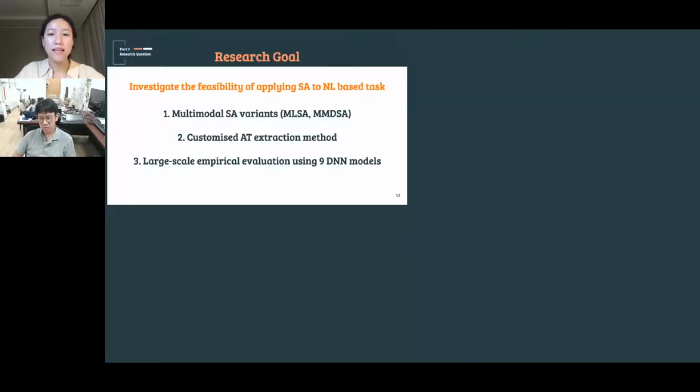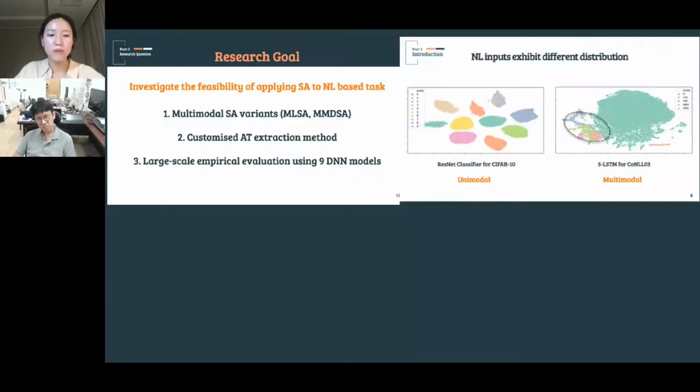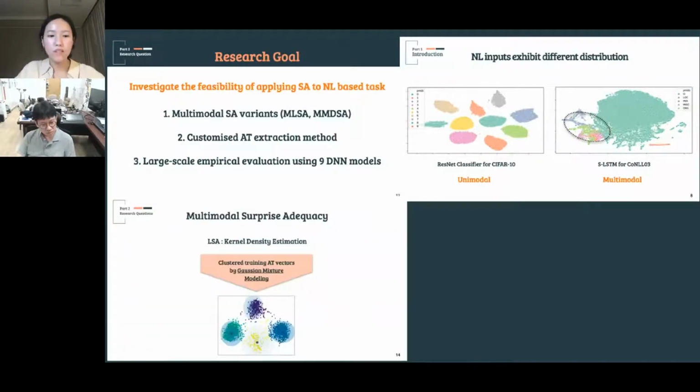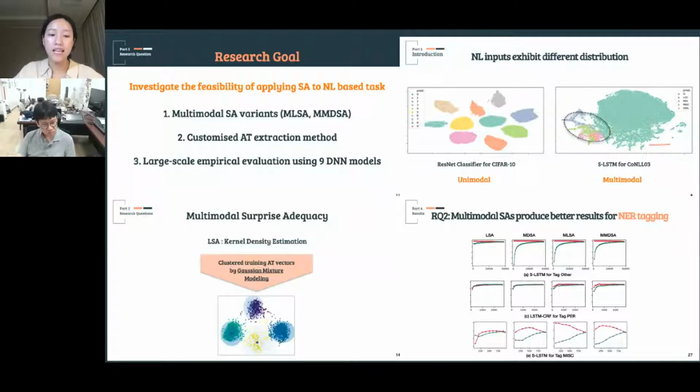So today, we presented a feasibility study for applying SA metrics on natural language processing tasks. First, we reported that the distribution of some NLP tasks is multimodal, and we proposed and investigated whether multimodal variants of SA can improve the accuracy of this analysis. We showed that, especially for NER tagging, the new metrics can accurately prioritize mislabeled tokens. So this is the end of my talk, and thank you all for listening.